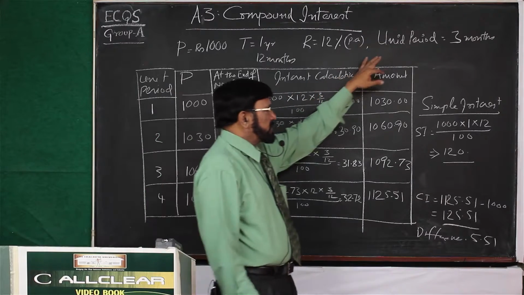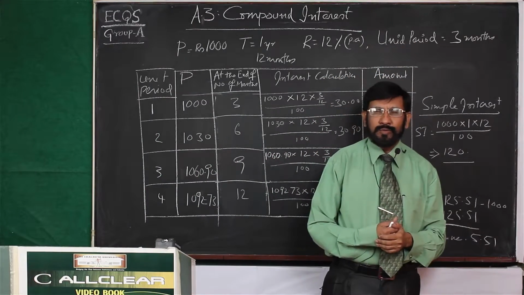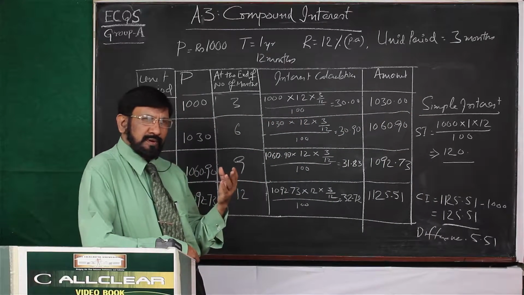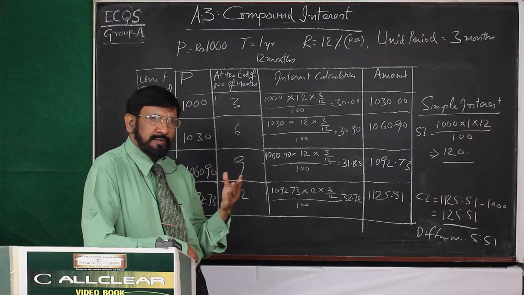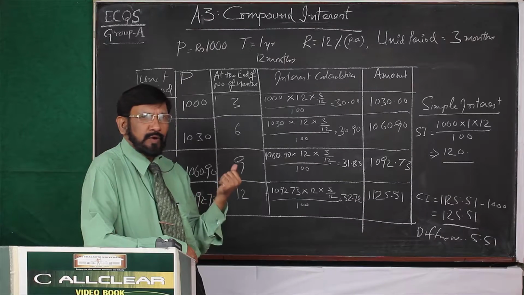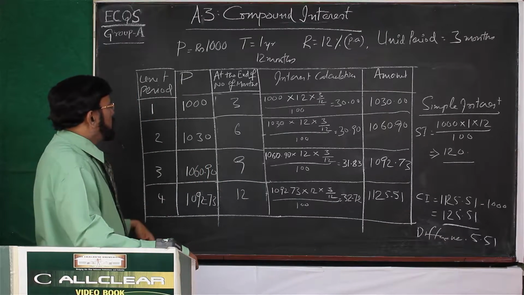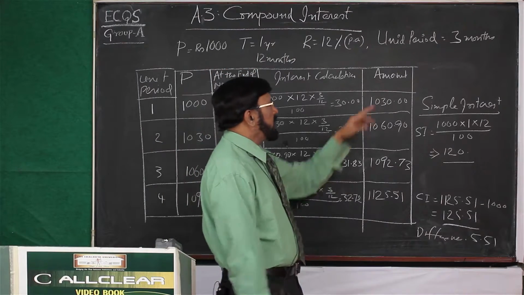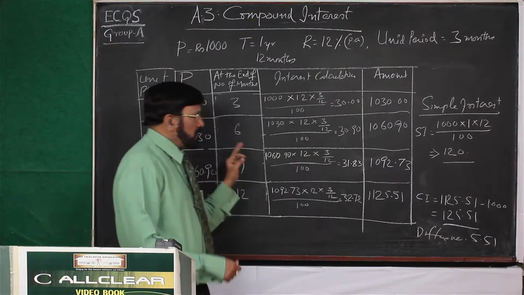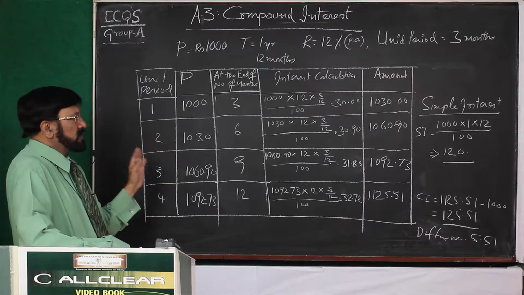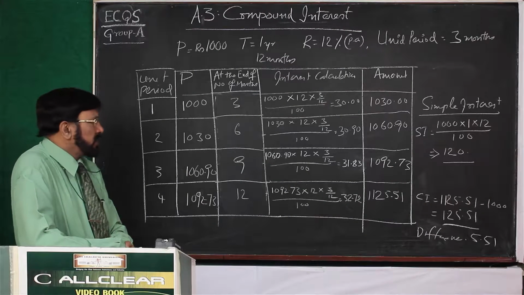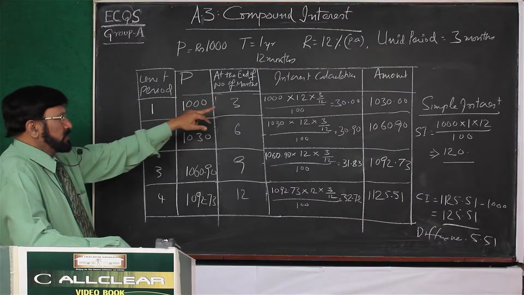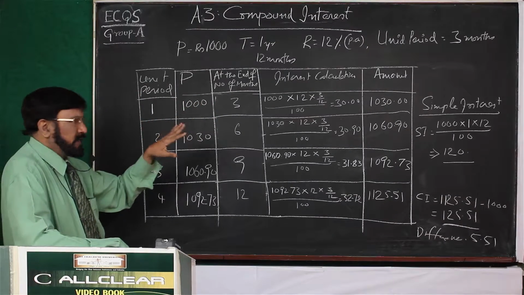Here, in compound interest, unit period plays a vital role. As I told you, unit period is determined with the agreement of the lender and borrower at the time of loan. Now, let us take this case. P is 1000, T is 1 year, R is 12% per annum, unit period 3 months. If you understand this one, you can understand the difference between simple interest and compound interest calculation methods. Now, the first unit period is 3 months, that is 1, 2, 3.